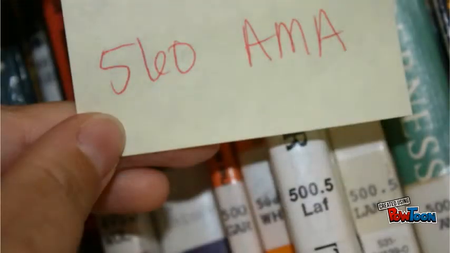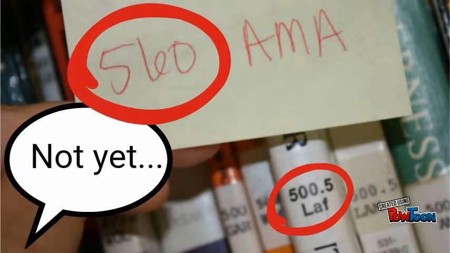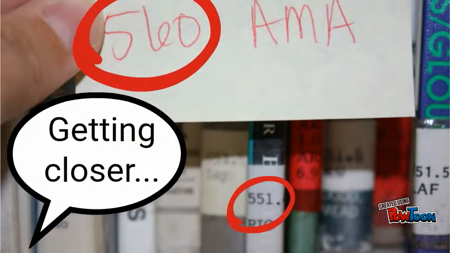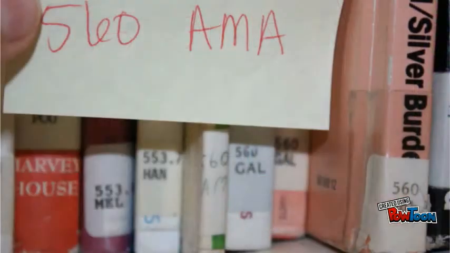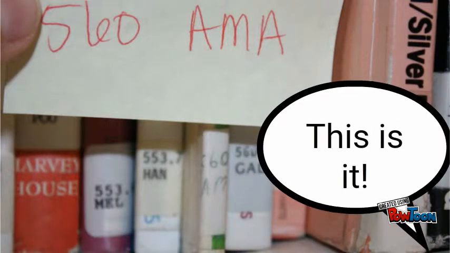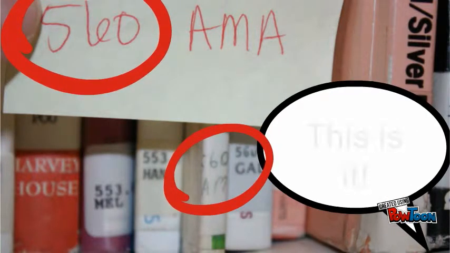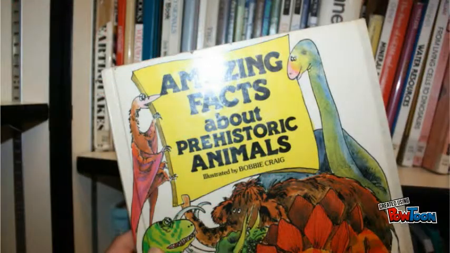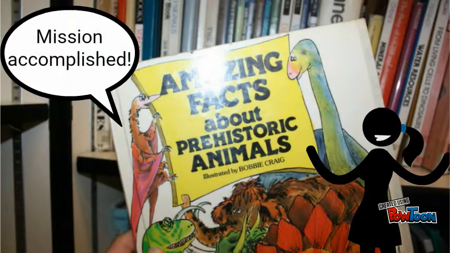See our book, 560 AMA. We're at 500. We're not quite there yet. If you keep looking, we hit 551. That's close to 560. Now we're seeing some 560s, and we can see a little AM written underneath. So this is it, 560 AMA. We pull out the book. It has the same title, mission accomplished. You found a nonfiction book.